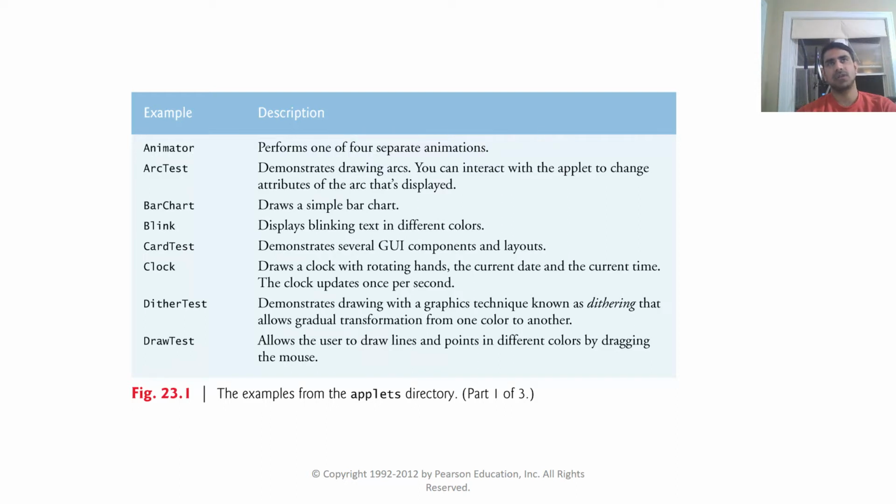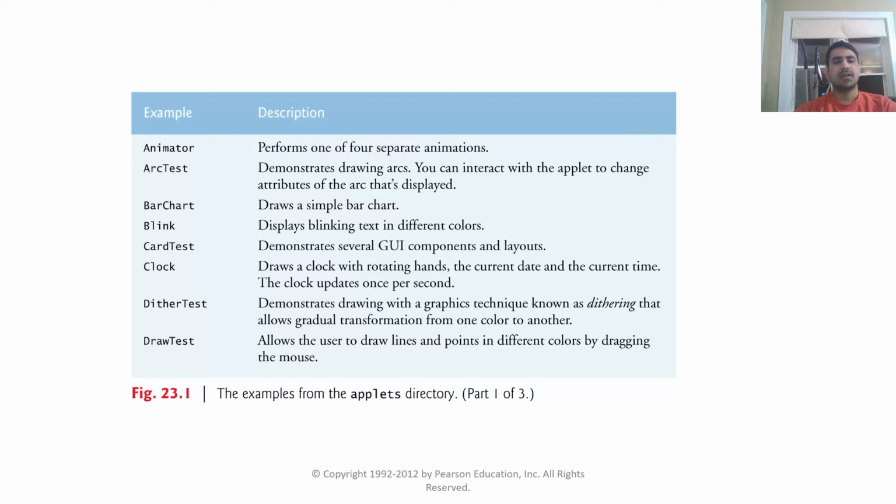In web pages you can see a lot of changing colors with different text; that is blink. And then card test has several GUI components and layouts. GUI is nothing but graphical user interface components and layouts, with different theme templates. Clock draws a clock with rotating hands, the current date and the current time, and the clock updates once per second.